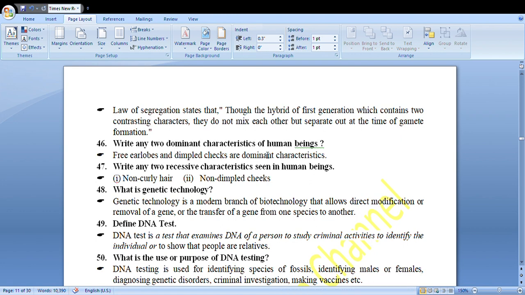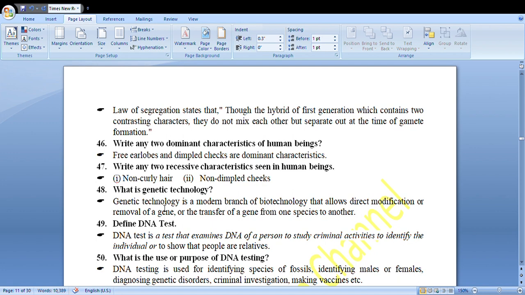Write any two dominant characters of human beings. Two dominant characters of human beings are free earlobes and dimple cheeks. Those are the two dominant characters. Write any two recessive characters seen in human beings. Non-curly hair and non-dimple cheeks.